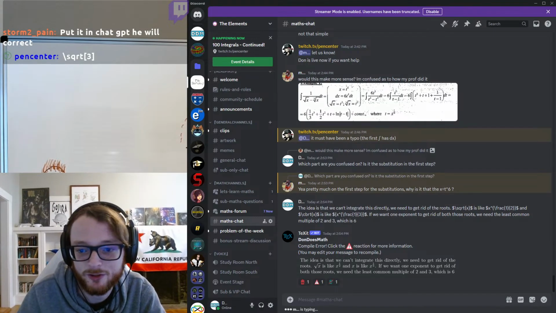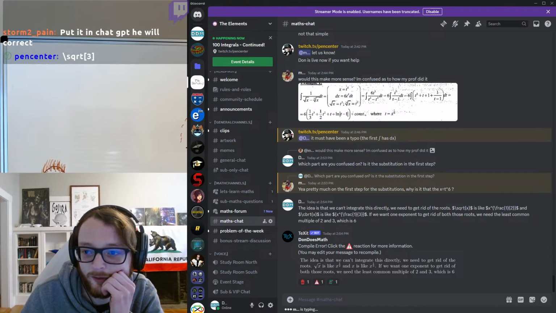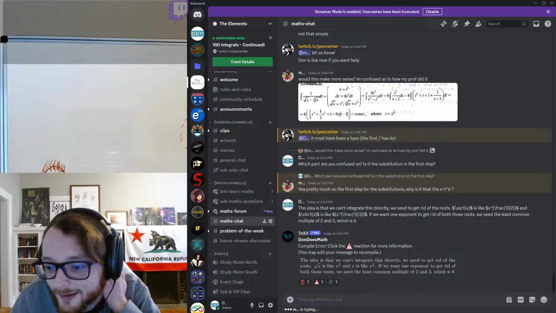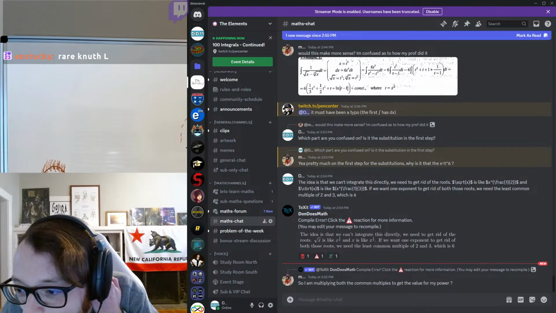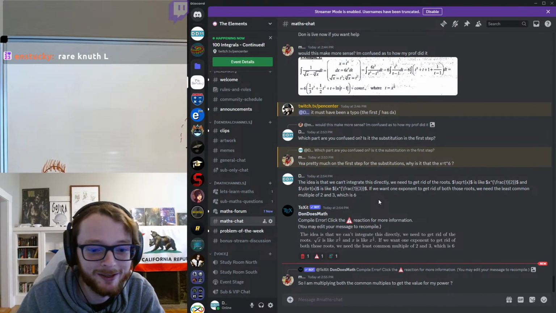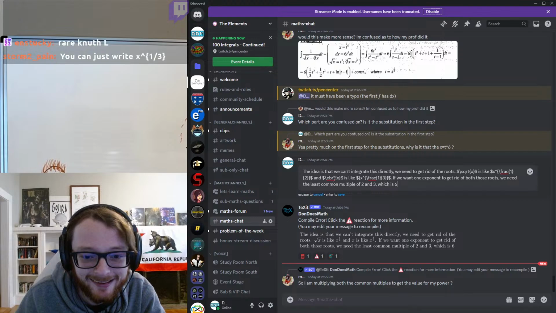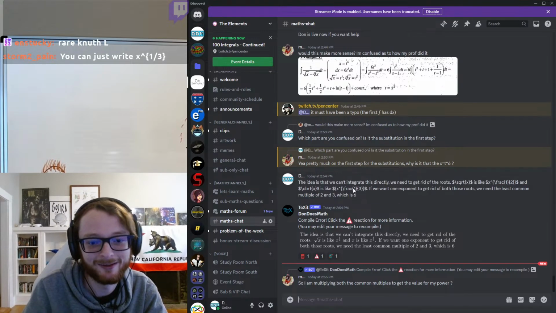I'm not that good with LaTeX though. Let me open up my cheat sheet. Sorry, I don't mean to doubt you, Pen. Let me just see it on the cheat sheet that I know and love. Oh, you're right, Pen. I'm sorry, I doubted you. sqrt square brackets 3.